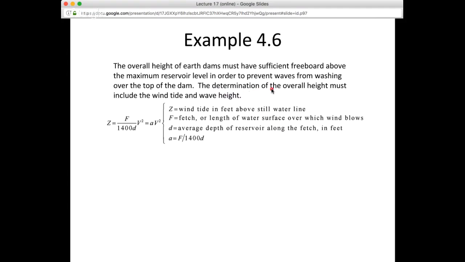So anyway, the determination of the overall height that you have to have at the top of the dam above the maximum reservoir level also has to include what's called a wind tide and wave height. So basically, a wind tide is when the wind's blowing over the surface of the reservoir, so that body of water, it's going to push water to one side, and then it's also going to generate waves. And so basically, that pushing of the water to one side creates the tide, right? So the water comes up at one side, maybe drops and comes up and drops. But then on top of that, you have surface waves that arise because of that wind.